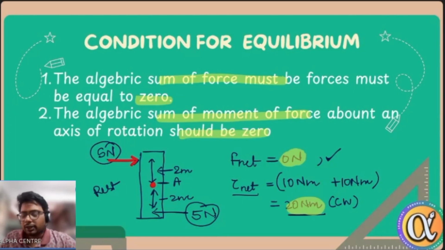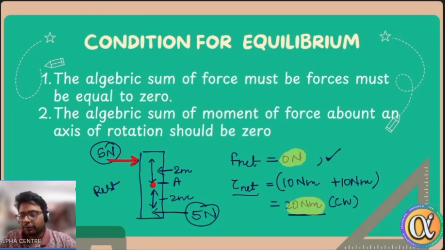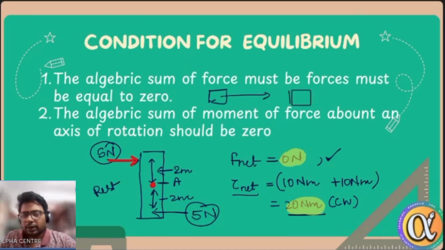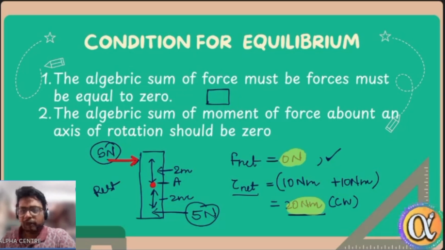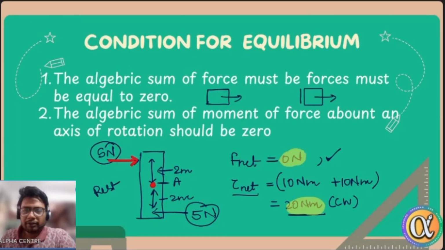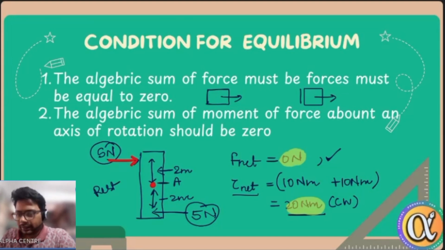The other way of telling that is, if the net force is not zero, the body will continue to move forward. If the algebraic sum of forces is zero, the body won't move. But if the net force is not zero, the body will translate, meaning it will go forward. While if the algebraic sum of moments is not zero, then the body will rotate. Okay, let me take an example.